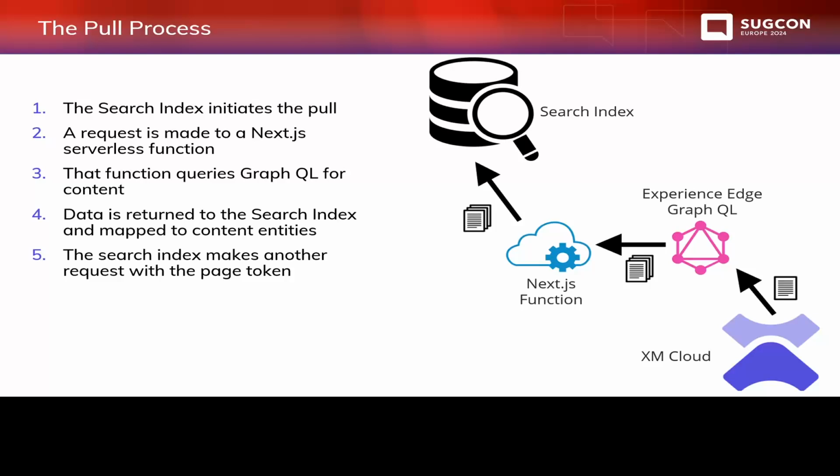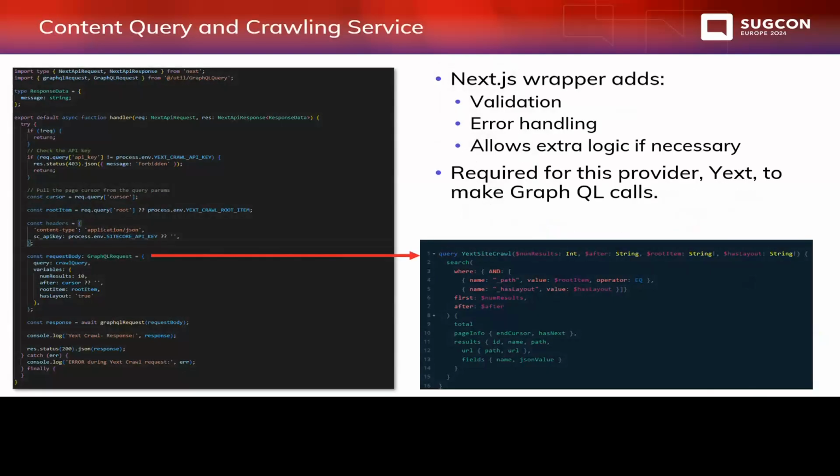GraphQL does have some next page cursor-based pagination, so the crawler can page through all the results, get you everything that's in your content database, and get that into the search index. I've got code screenshots here, but I'm actually just going to tab over to my IDE and show you this.